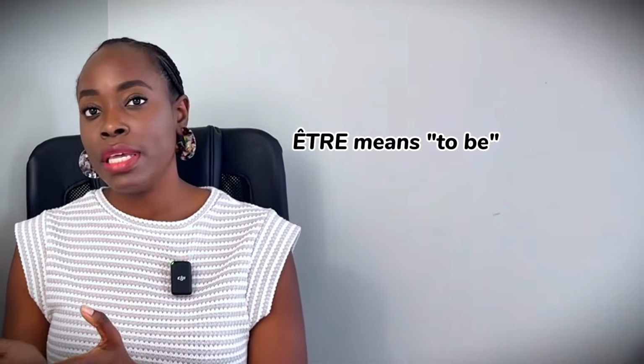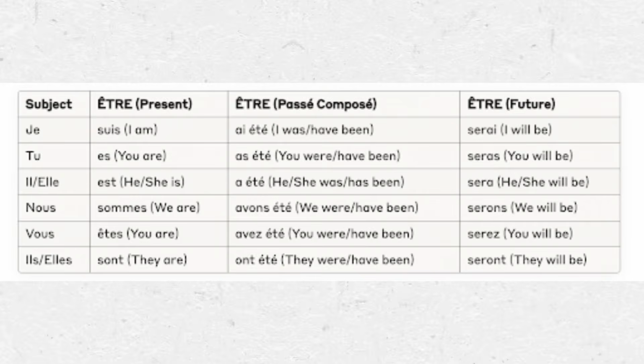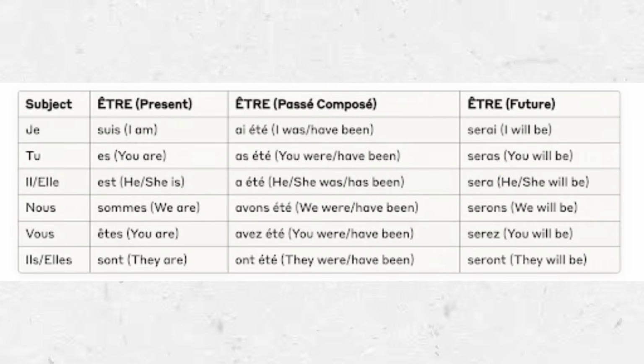Être means to be in English. And just like in English, you have to conjugate it. And that just means to change its form depending on who we're talking about. So please take a look at this table. If I want to conjugate the verb être in the present tense, I would say je suis, I am. Tu es, you are. Il ou elle est, he is or she is. Nous sommes, we are, that's a plural version. Vous êtes, you are, plural as well. Ils ou elles sont, they are, plural version.